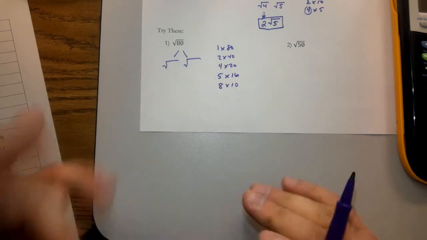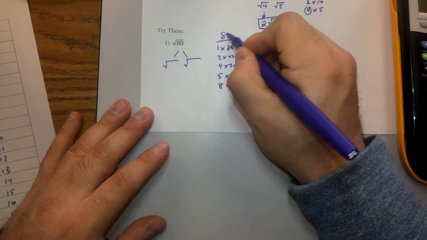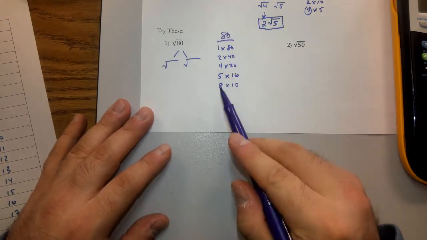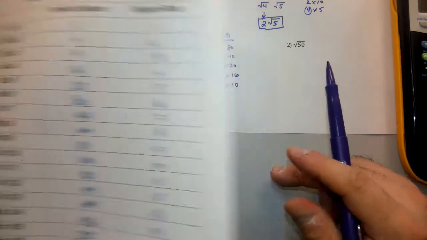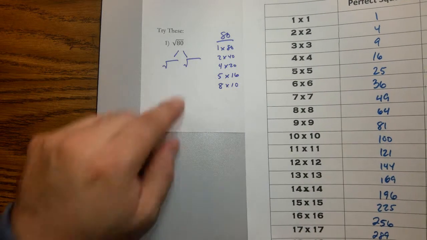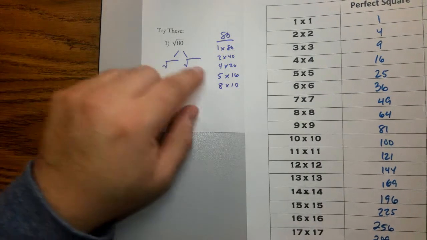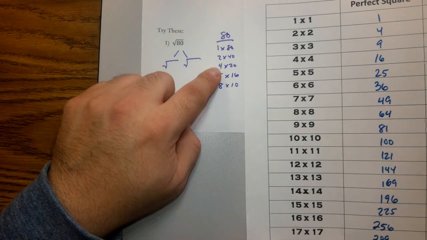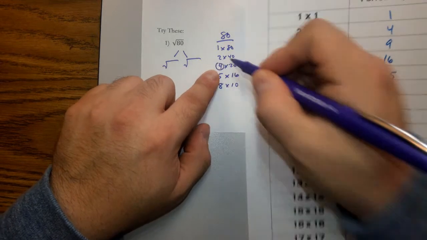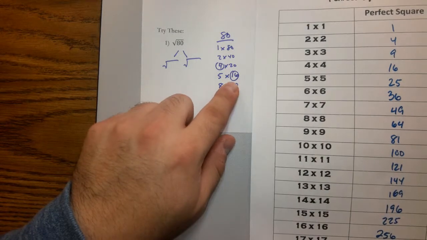And that's it. Now, if you were to look at all of these that multiply to 80, and try to find the largest perfect square, 1 is always going to be there, but you're never going to use it because it won't help you simplify. 4 is a perfect square, and 16 is a perfect square. So 16 is the biggest one.